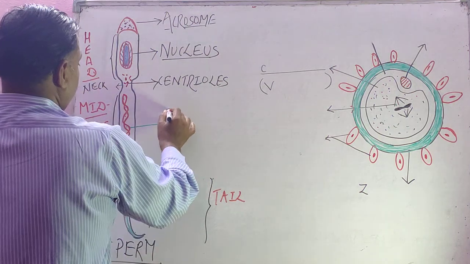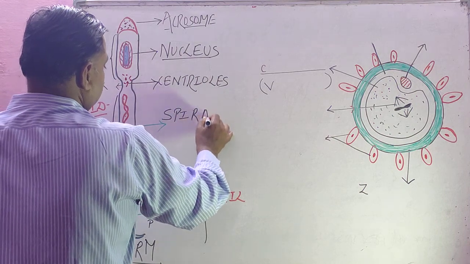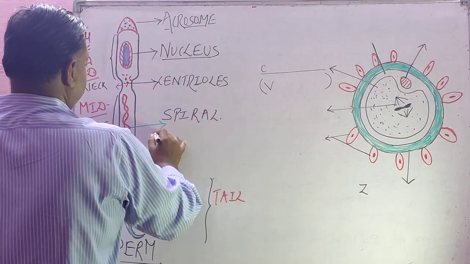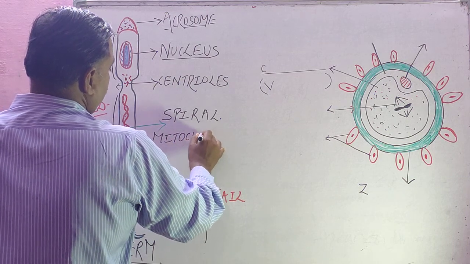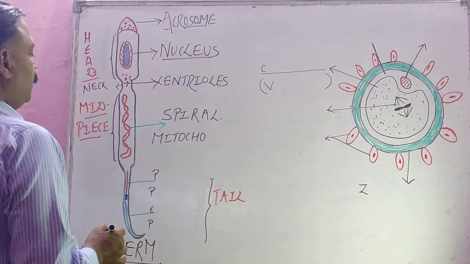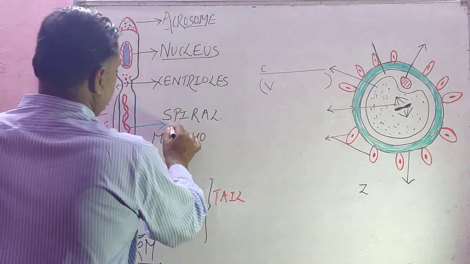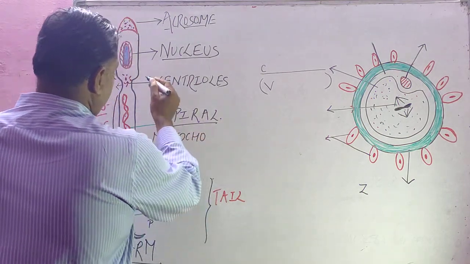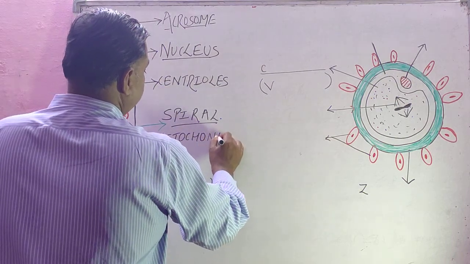And students, this is spiral mitochondria. Well developed mitochondria are there in the sperm. You know why? Because it has to cover a large distance from the male reproductive tract to the female reproductive tract. So the mitochondria in the sperm is well developed.